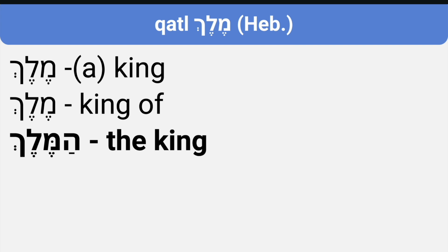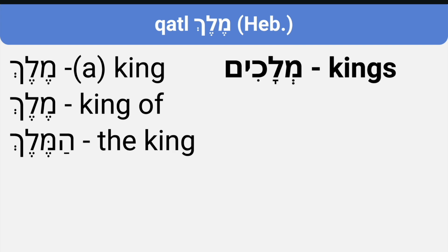And so by calling this a qatl pattern, what we're saying is that a short a vowel in the primitive form of the word, etymologically you might say, existed between the first and second consonants of the root. So in other words, melech, according to this analysis, used to be *malk. Now we see no evidence of that whatsoever from the three forms in front of us. But when we go over to the plural, we notice that melech becomes melachim.